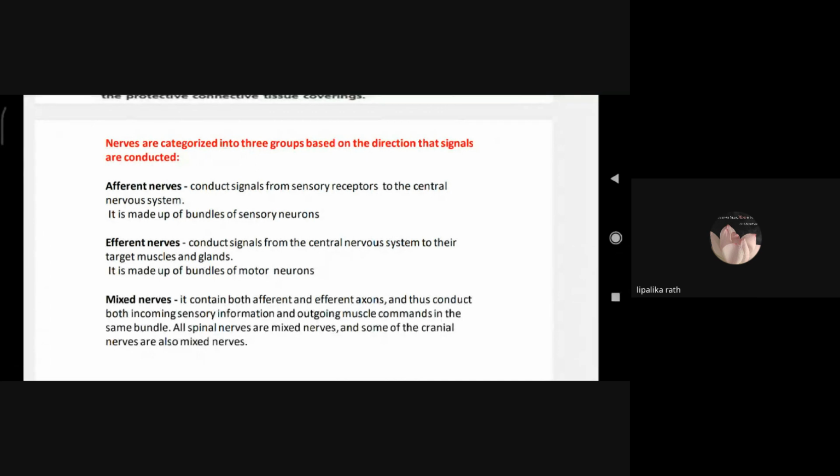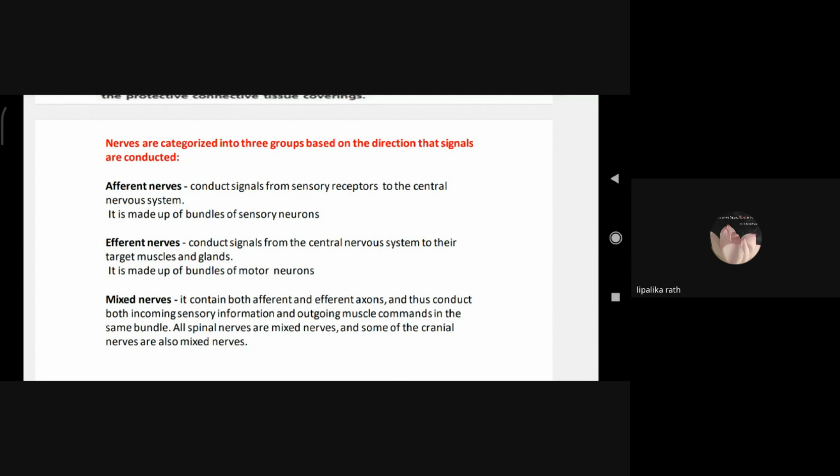So afferent nerves conduct signals from sensory receptors to the central nervous system. It is made up of a bundle of sensory neurons. Obviously it is a nerve, so a bundle of sensory neurons which is conducting information from peripheral to central. Now, efferent conducts signals from the central nervous system to target muscles and glands. It is made up of a bundle of motor neurons. Mixed nerves contain both afferent and efferent neurons.